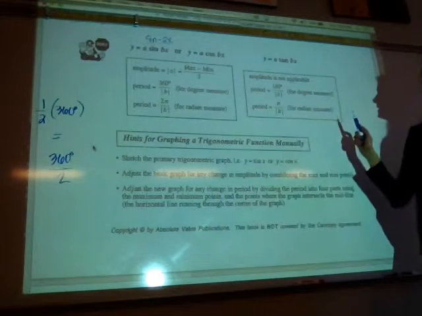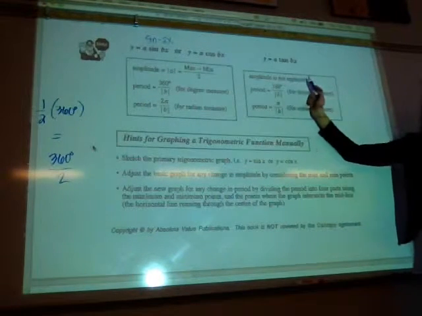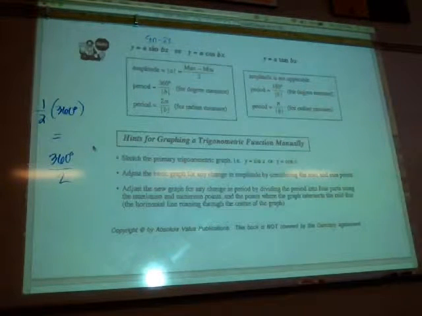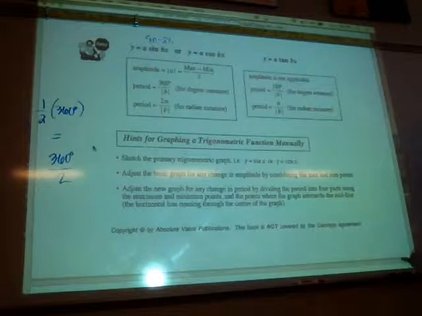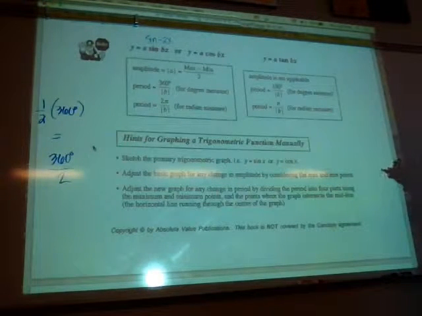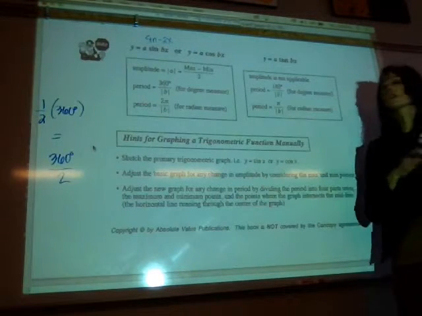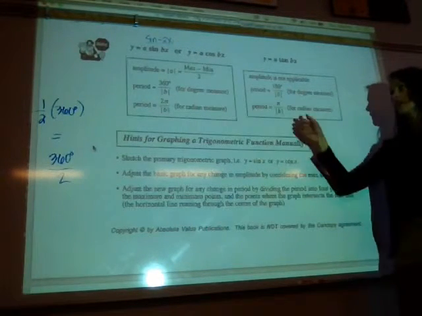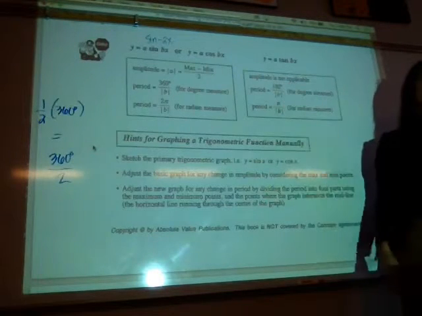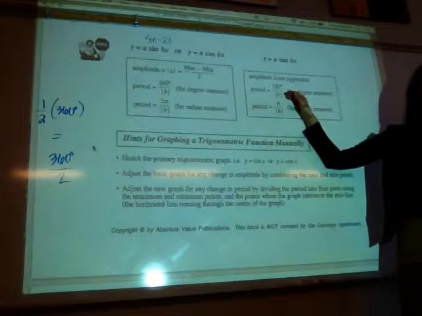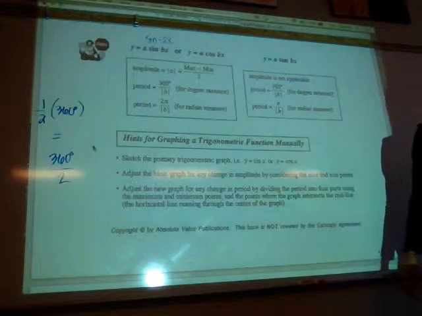Okay, tan is a little bit different because we don't have an amplitude. There's no maximum and there's no minimum. If you need a reference, take a look over here. It's going to positive infinity and negative infinity, so there's no amplitude. But the period is just a little bit shorter. It's only going through a cycle of pi, 180. So we would take 180 degrees and divide it by the horizontal stretch factor, b. Sound good?